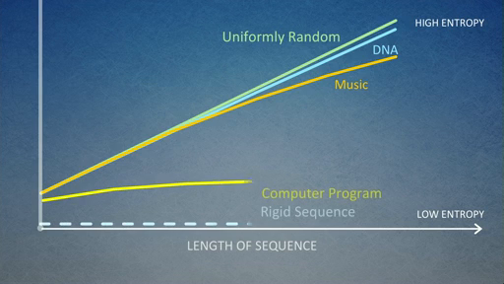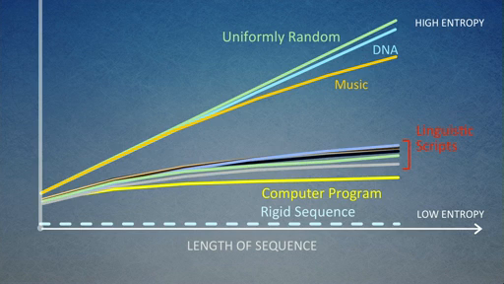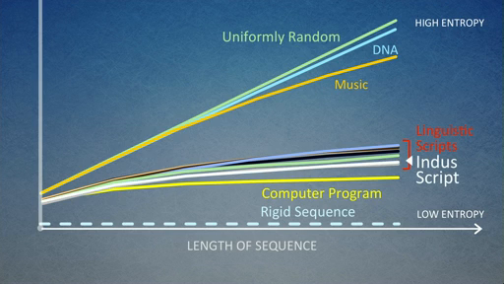Now, at the lower end of the scale, you find a rigid sequence, a sequence of all A's. And you also find a computer program, in this case in the language Fortran, which obeys really strict rules. Linguistic scripts occupy the middle range. Now, what about the Indus script? We found that the Indus script actually falls within the range of the linguistic scripts.